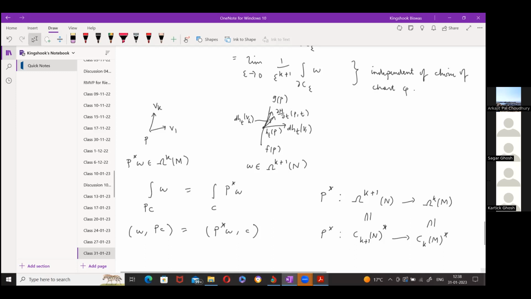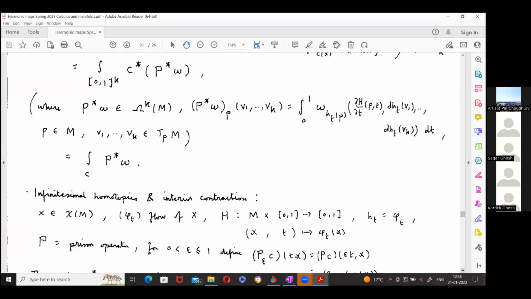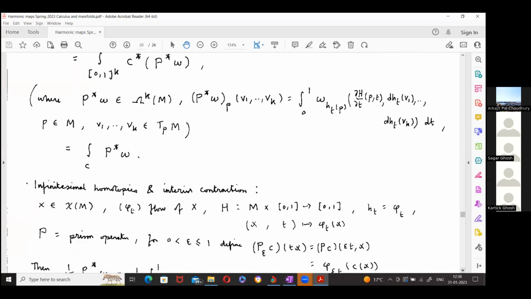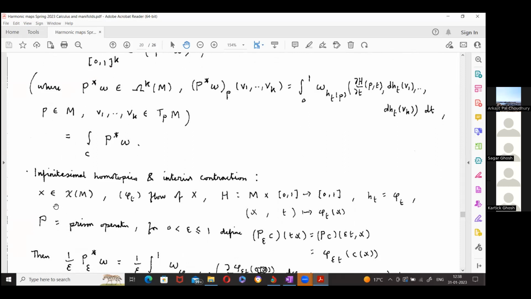Fine. So now what we want to do is look at an infinitesimal homotopy, a homotopy for small time. So how do we get that? Well, as follows. Suppose we take a vector field X on M, and we let phi t be the flow of X.